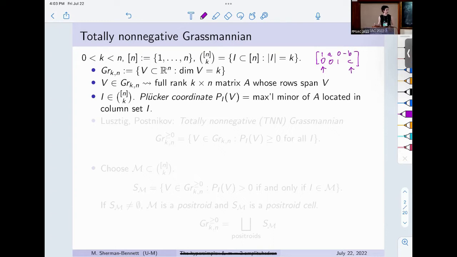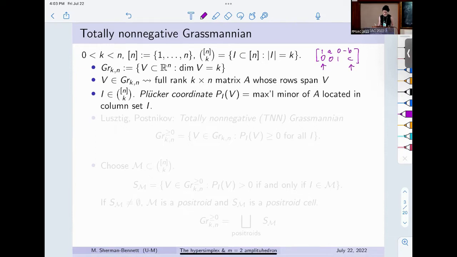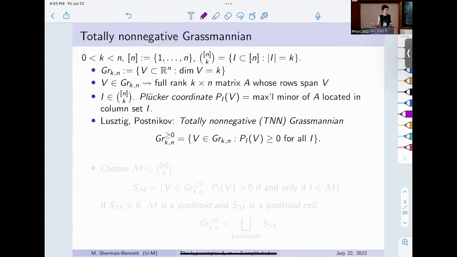Okay, so I care in particular about a subset of the Grassmannian, which is called the totally non-negative Grassmannian, or TNN Grassmannian for short. This was studied first by Lusztig and then later independently by Postnikov, who used very different language. They actually didn't realize that their definitions coincided for quite a while. I'll give you Postnikov's definition. So the TNN Grassmannian is just all those points in the Grassmannian with non-negative Plücker coordinates. Okay, so kind of what you would expect.